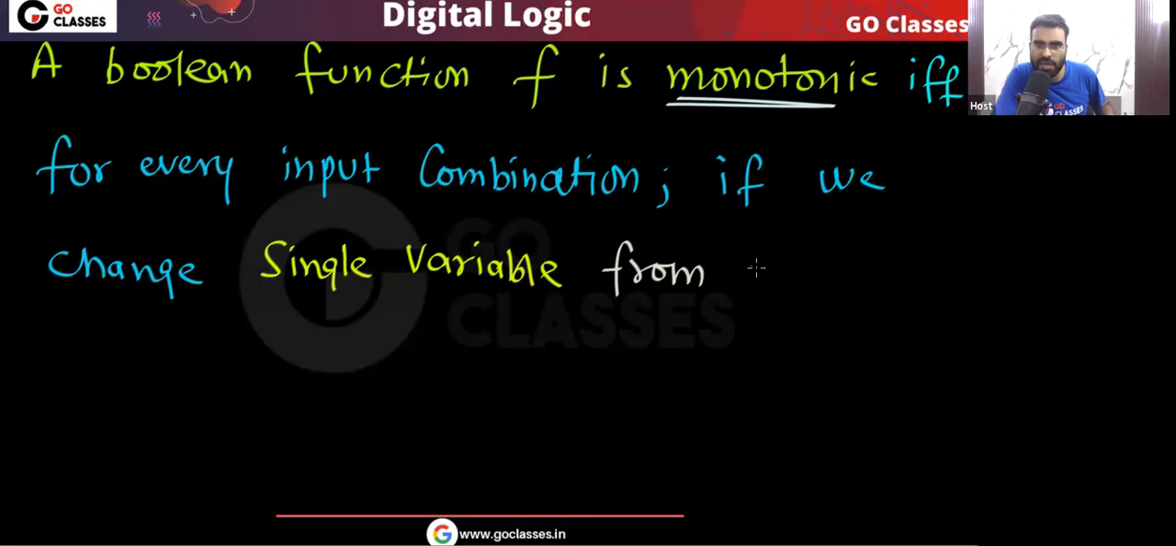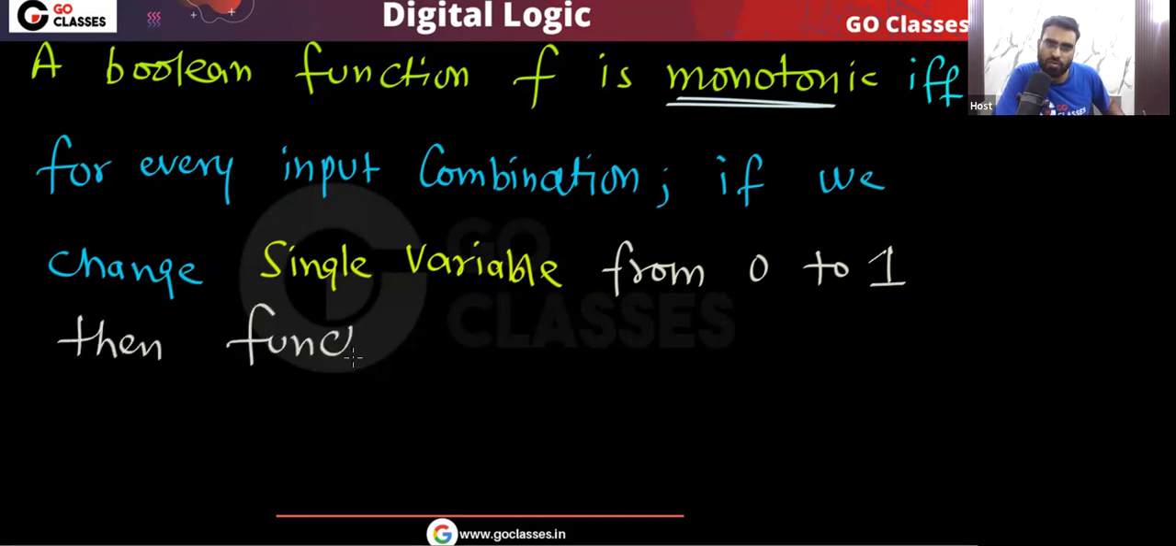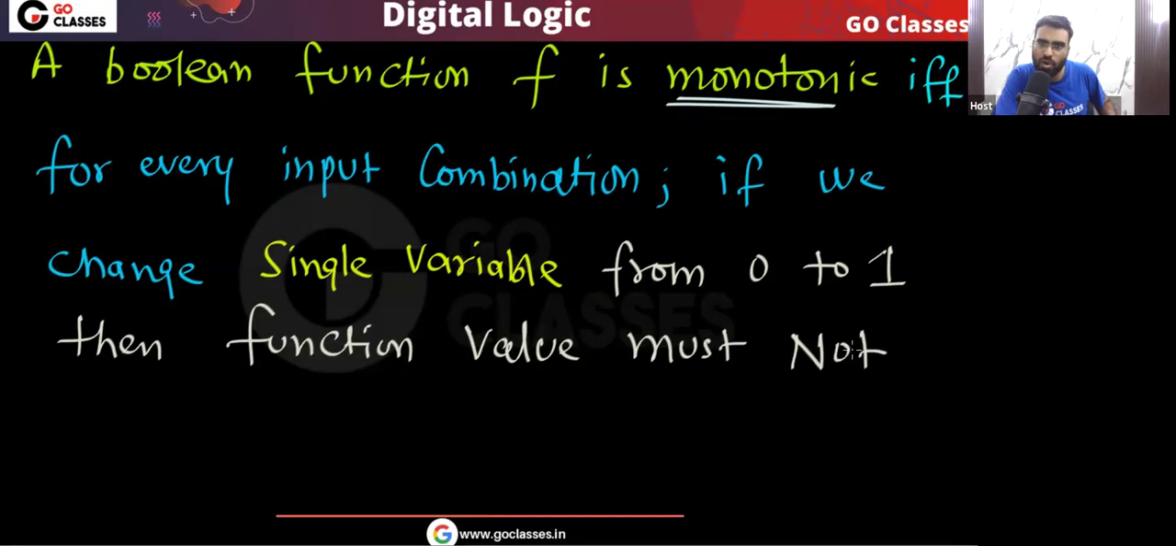If we change a single variable from 0 to 1, then the function value must not decrease. Must not go from 1 to 0, or I can say must not decrease. Is this clear? Let me know. See, the definition is actually very simple.